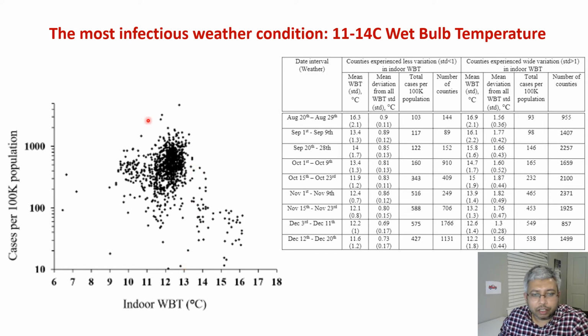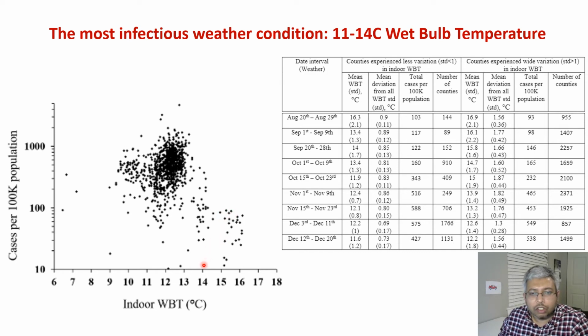Because it's a statistical analysis, we cannot exactly pinpoint the temperature for each point, but still we can get a rough idea that 11 to 14 degrees Celsius is the most virus-infectious temperature. And when it goes to more than 14 degrees Celsius indoor wet bulb temperature, we did not see many cases. Especially, we didn't find any single county that reported more than 100 cases per 100K population. So this is really, really significant.